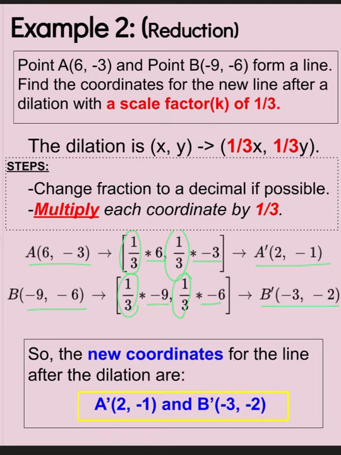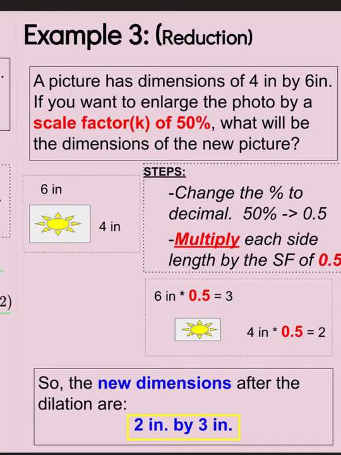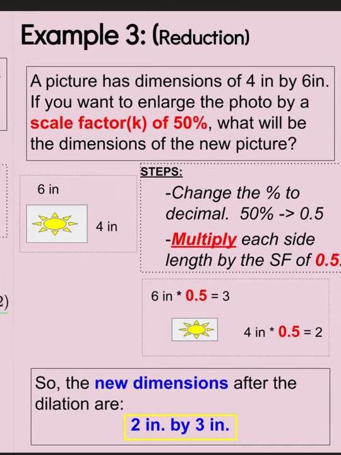All right, let's look at another example. Now, this time, it is another reduction, but we do not have coordinates. We have a picture with dimensions of 4 inches by 6 inches. There's a scale factor of 50%. What will be the dimensions of the new picture? So you can see here's the original picture. And if it doesn't give you a picture, you can always draw one.